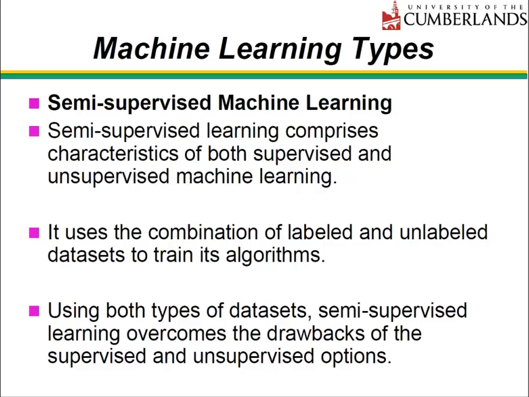The key distinguishing feature of this hybrid approach is that it uses the combination of labeled and unlabeled dataset to train its algorithm. You have some data with labels, so the correct answer is already known in that case, and some data without labels. And we're going to use both of them. So why would we do this? Because labeled data is expensive, but unlabeled data is cheap.